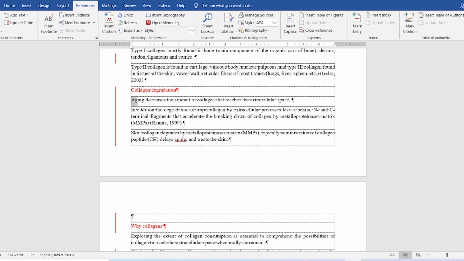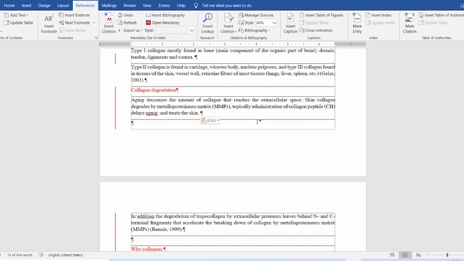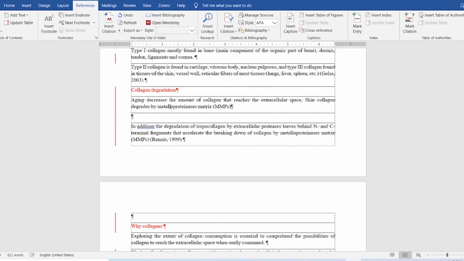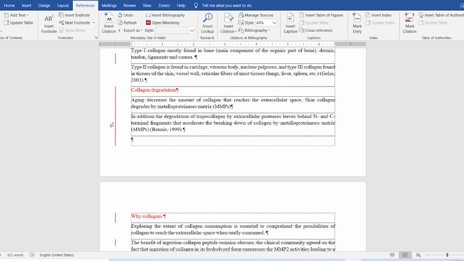Moving to the collagen degradation, I can start with aging, which decreases the amount of collagen that reaches the extracellular spaces, and I will move to the skin collagen degrades by matrix metalloproteinase. But I will remove the part that talks about topical administration of collagen peptide reducing wrinkles, because we are talking just about the degradation process. In addition, here I will leave it as it is.